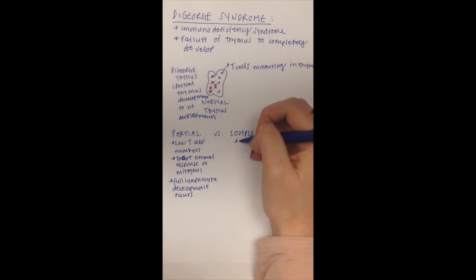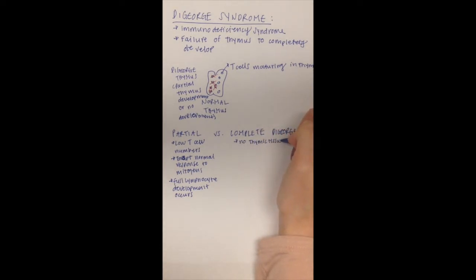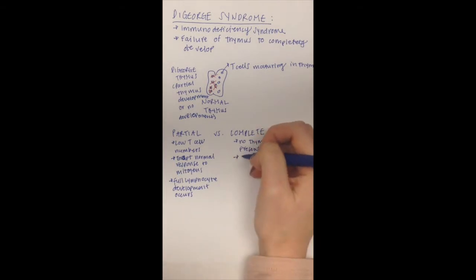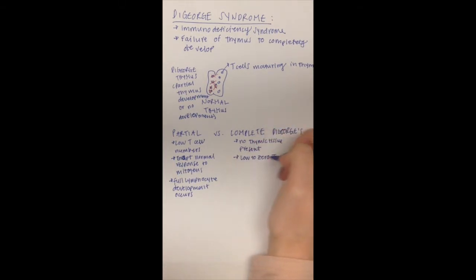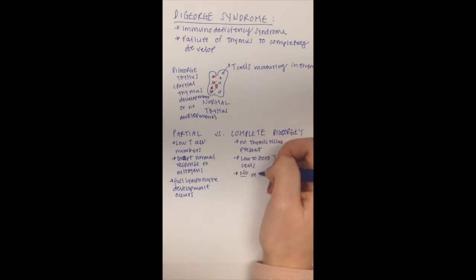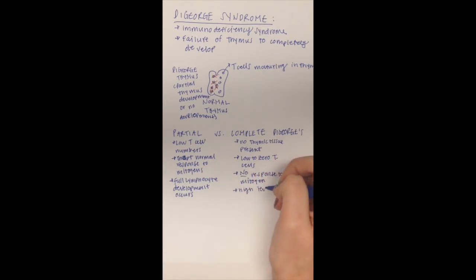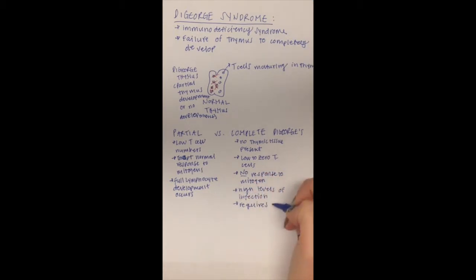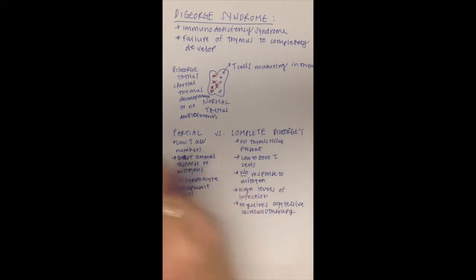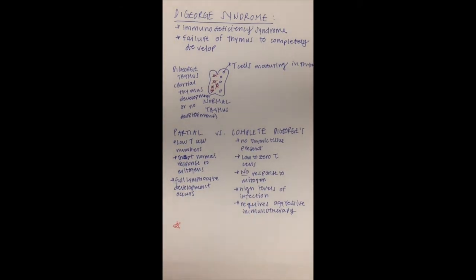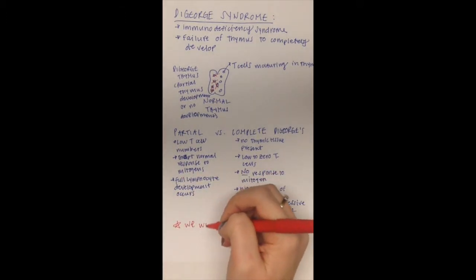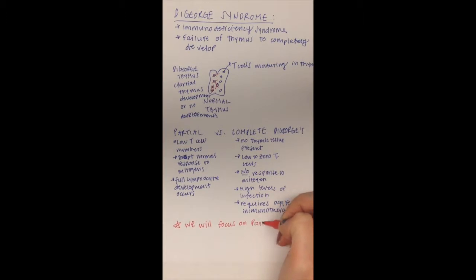On the other hand, complete DGS is defined by low to zero levels of T cells, and they have no response to mitogen. This is due to the fact that there is no thymic tissue present. This leads to high levels of infection and requires aggressive immunotherapy. In this presentation, we will focus on partial DGS due to the fact that less than 10% of patients who have DiGeorge syndrome will have the complete deficiency of the thymus.